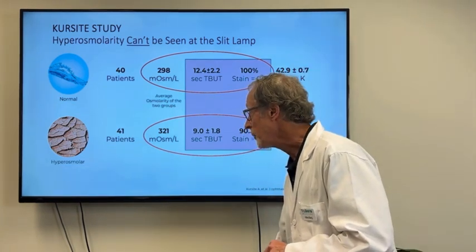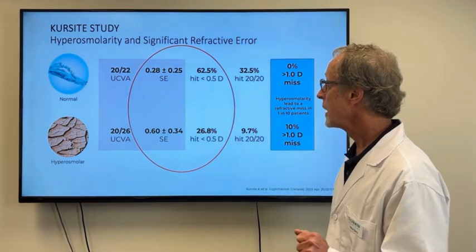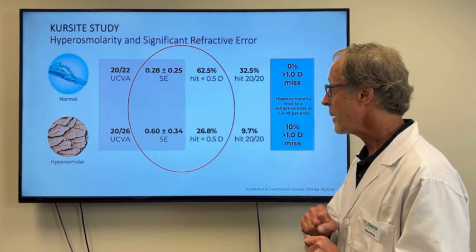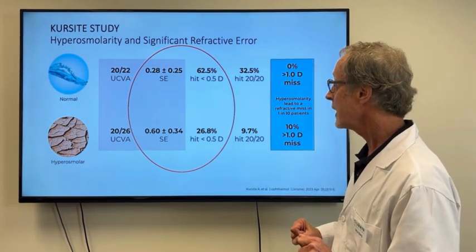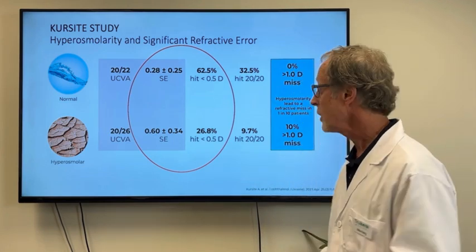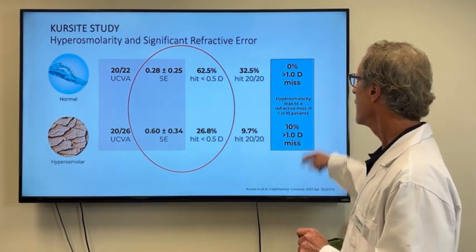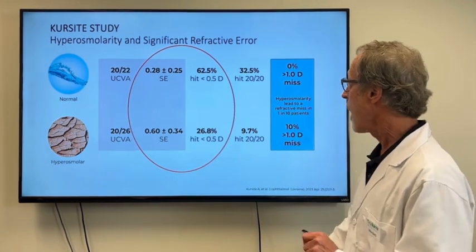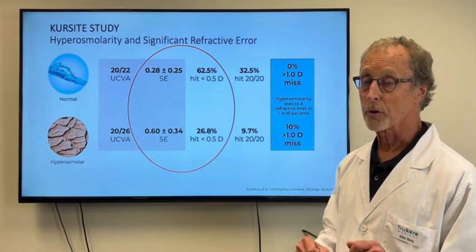However, the outcomes were significantly different. What we see here in the normal osmolar group, you had a spherical equivalence of 0.28 diopters, whereas the hyperosmolar group was a 0.6. In hitting the target, 62% of the normal patients hit the target within a half a diopter, while only 26% of the hyperosmolar patients. And importantly, you didn't have any misses greater than 1 diopter in the normal. However, in the hyperosmolar patients, 10% of the patients missed greater than 1 diopter.